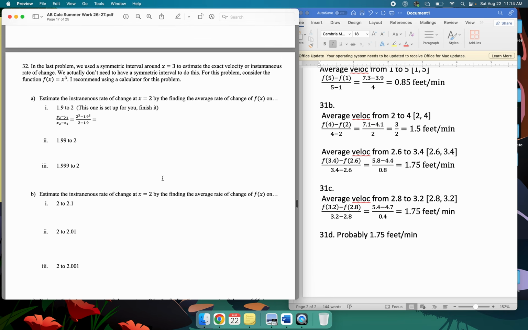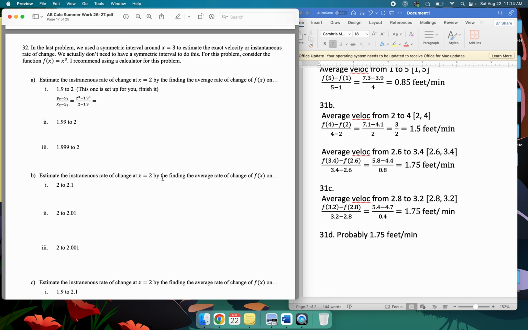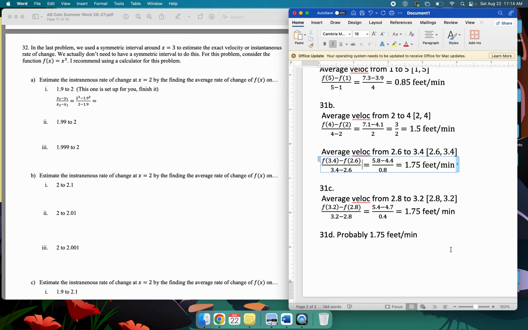So anyway, what is this problem about? In the last problem, we used a symmetric interval around x equals 3 to estimate the exact velocity or instantaneous rate of change. We actually don't need to have a symmetric interval to do this. For this problem, consider the function f of x equals x cubed. I recommend using a calculator.